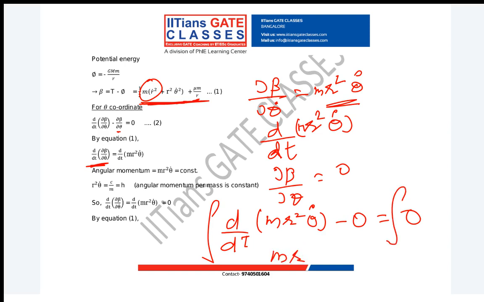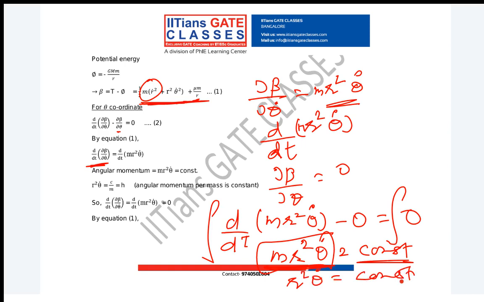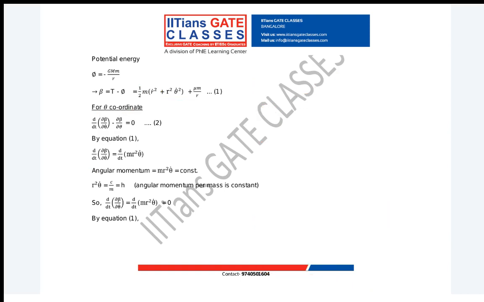M r square theta dot is constant. So that means this angular momentum remains constant. So r square theta dot will also be constant, right? Because constant by mass is constant. So you can see this is what we have used in Kepler's law: angular momentum per unit mass is constant. So this is from your theta coordinates. But you write the same thing for the r coordinates.